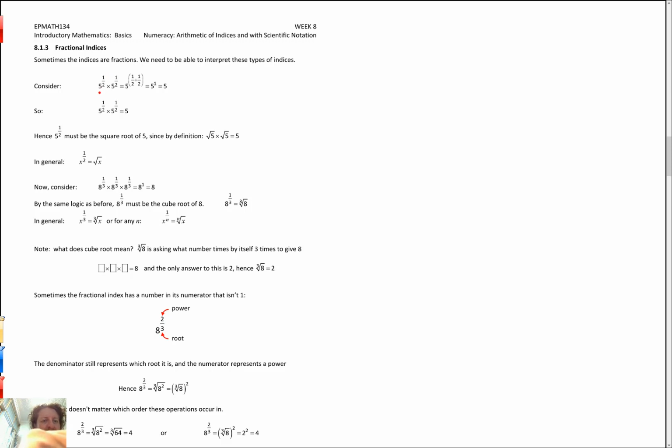I said 5 to the half times 5 to the half. I've pulled that out of nowhere, but we know that law 1 tells us, well, they're the same base, so you can just add the powers. And what's a half plus half? Well, it's 1. And what's 5 to the 1? It's 5. So I've said that 5 to the half times 5 to the half equals 5.